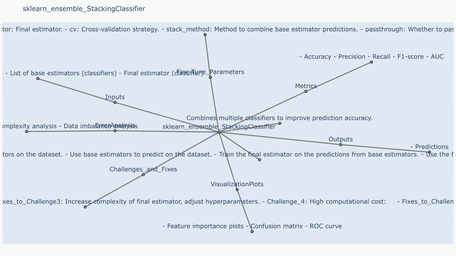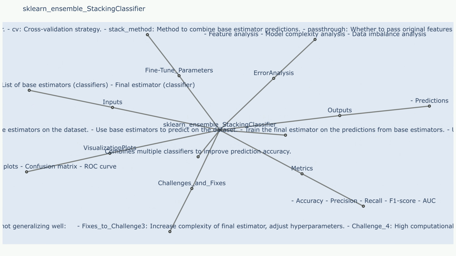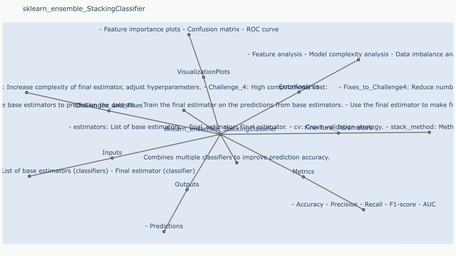Outputs. Predictions: the predicted class labels for new data points. Probability is optional if the final estimator supports probability estimation. It will also return the probability of each class for each data point. Steps. Training. Each base estimator is trained independently on the original dataset. The predictions made by each base estimator are collected. Meta estimator training. The final estimator is trained using the predictions from the base estimators as features.